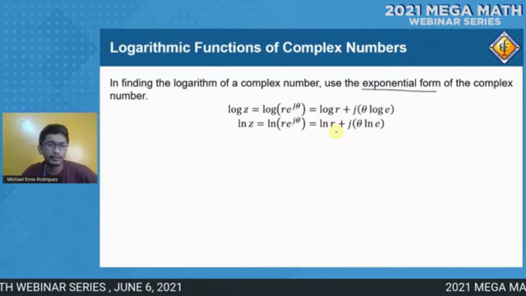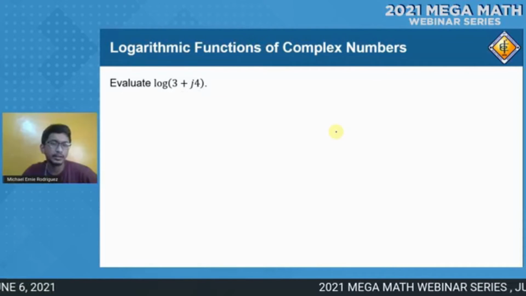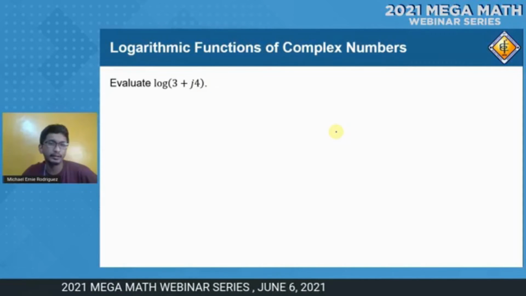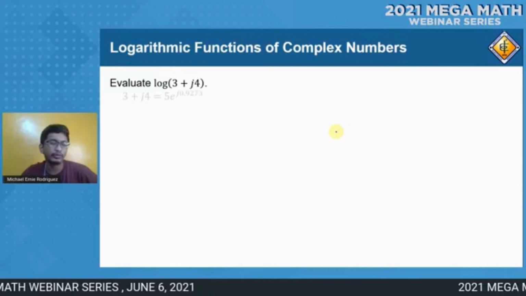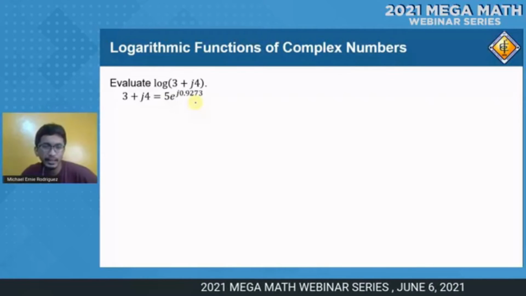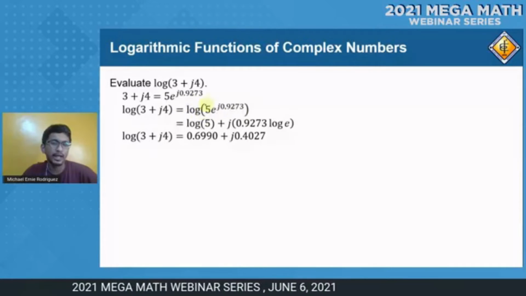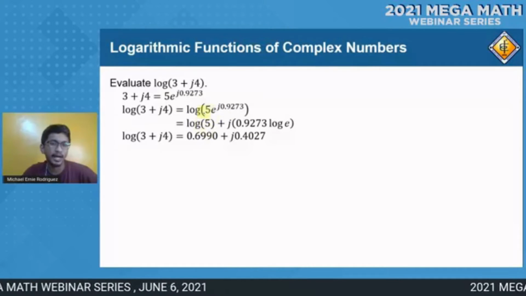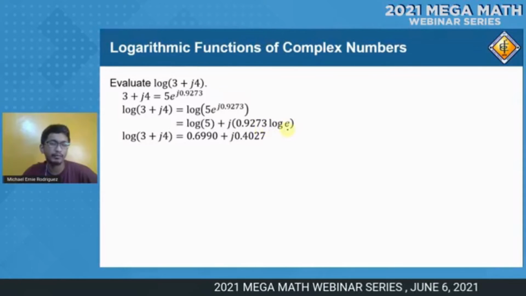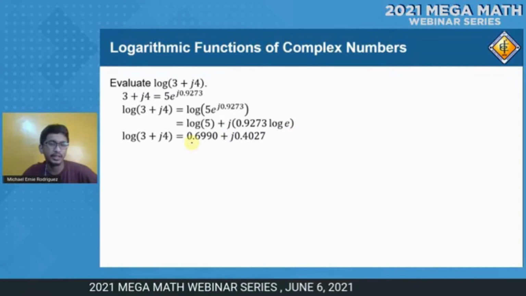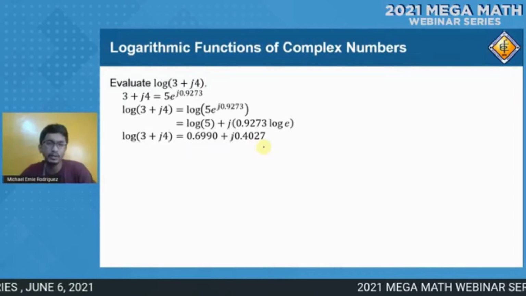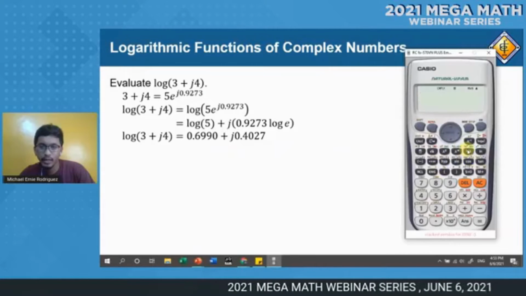So solve tayo. Ayan. So evaluate logarithm of 3 plus j4. So to evaluate the logarithm of 3 plus j4, we convert 3 plus j4 to exponential form. So we have 5e raised to j 0.9273. And then we solve applying the formula. So we have logarithm of 5 plus j times 0.9273 logarithm of e. So our answer is 0.6990 plus j0.4027.